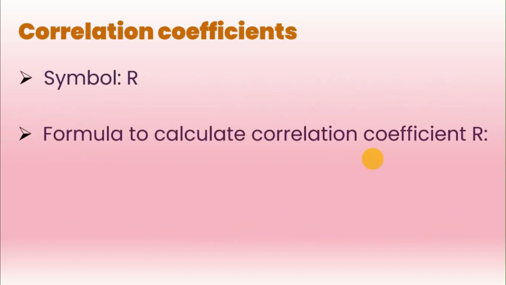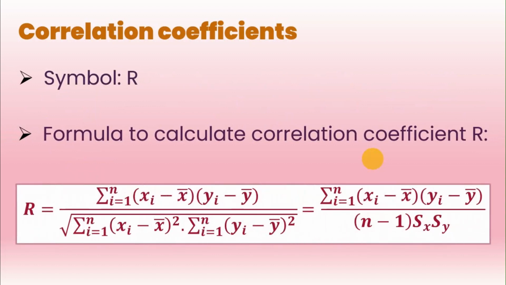And I will show you the symbol of the correlation coefficient. We use the letter R to show it. The formula to calculate the correlation coefficient is as follows. You can see this picture.